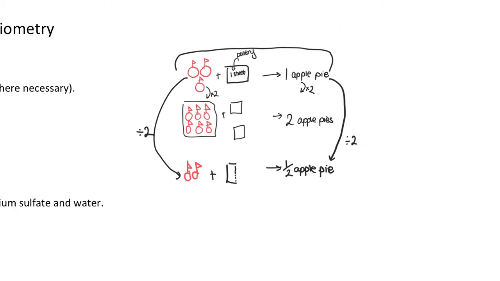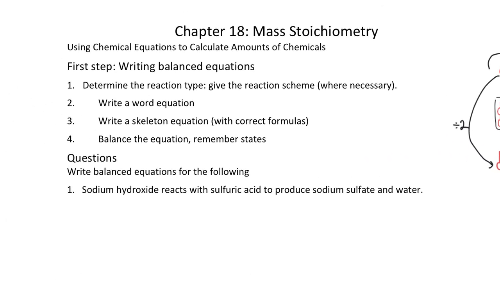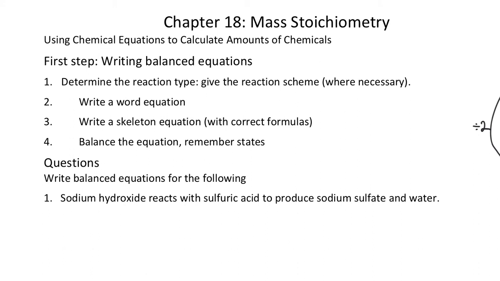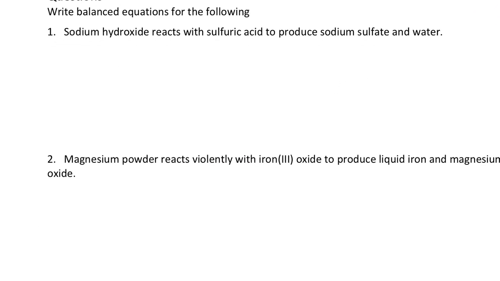So how about we actually talk about some chemicals? Before we do get into the stoichiometry part, we need to know how to write some balanced equations, and we've been working a lot on this throughout the year. So first of all, write a word equation, write a skeleton equation, and then balance the equation, remembering states. So let's have a look at the first one.